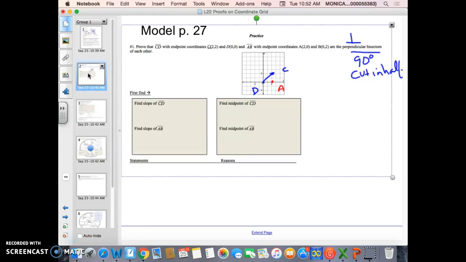It's A, and B is at 0, 2. So I want to know, do those make a 90-degree angle? Well, it surely looks like they do.